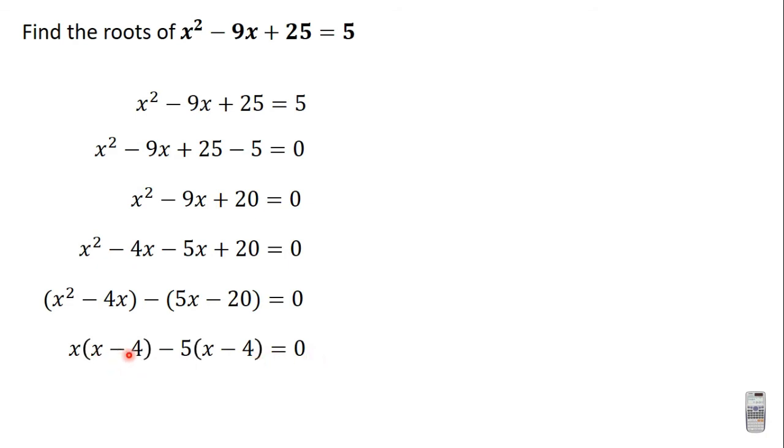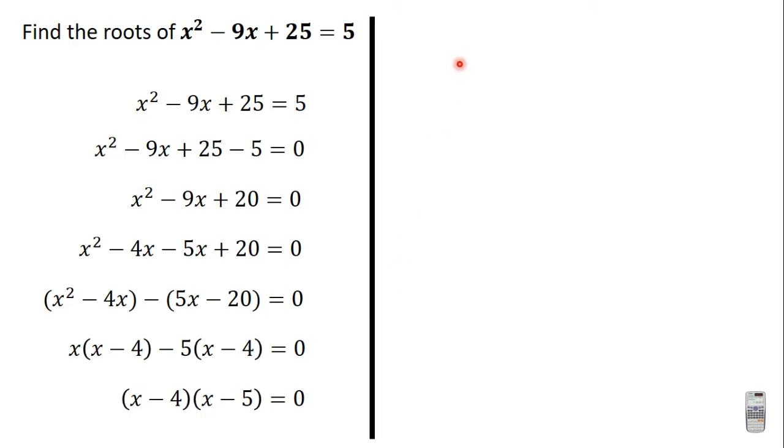So we have x minus 4 here, x minus 4 here. You pick one of them. We have x minus 5. So you have x minus 5 into another bracket. So we have x minus 4 in one bracket, then x minus 5 into another bracket. After factorizing the quadratic expression, we can now solve the quadratic equation.